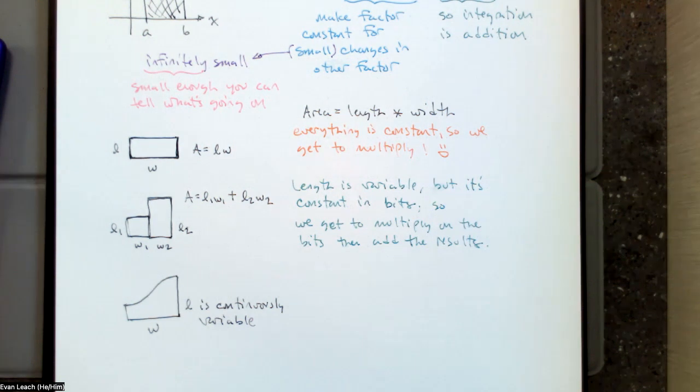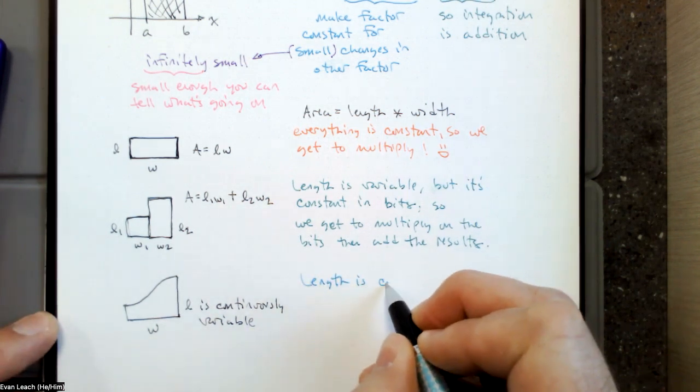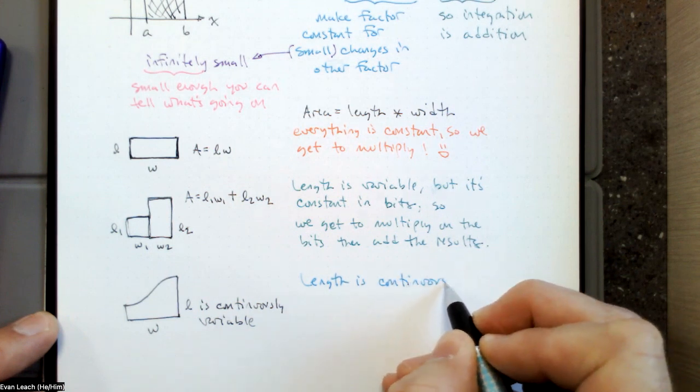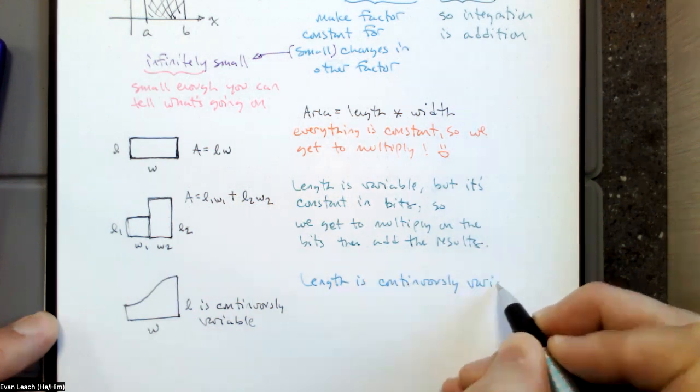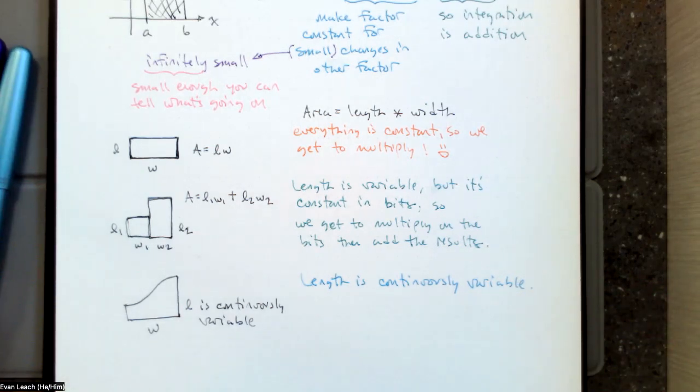So the next stage of this is that the length is continuously variable. So we want to do the same thing, but there's nowhere to put the plus sign because it's a continuity. There's no in between. There's no in between real numbers. In a continuum, there is no in between. There is just a flow.